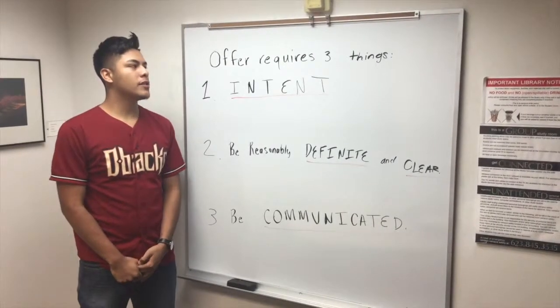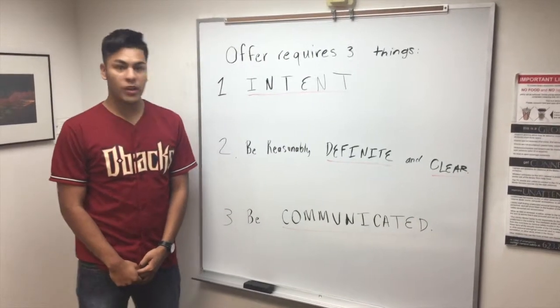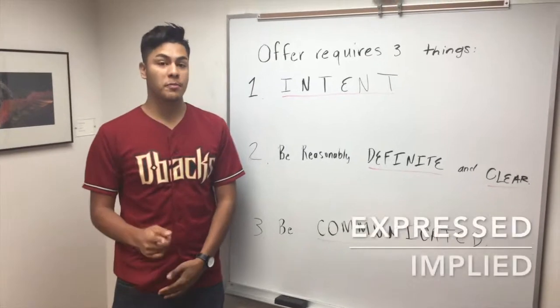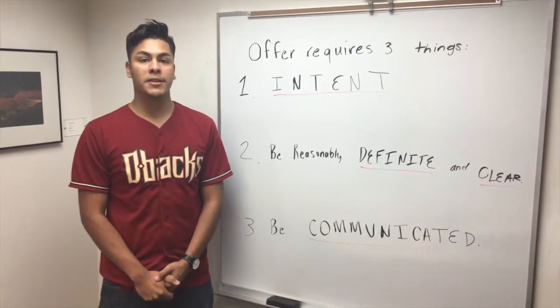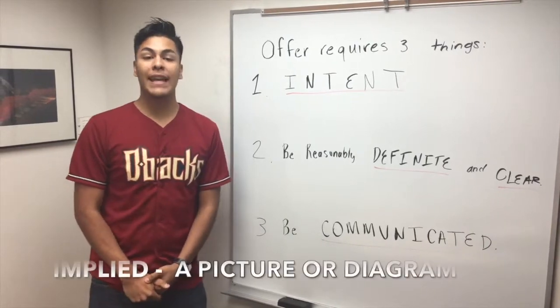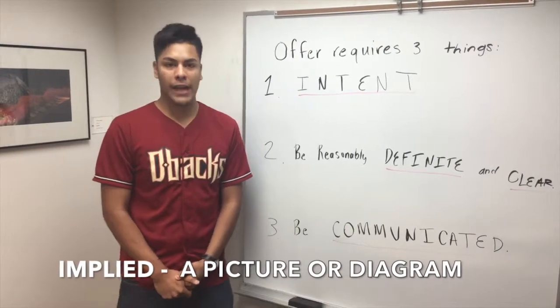Now that we know the 3 requirements for an offer, we need to understand that a contract can be written in 2 types of ways. It can be either expressed or implied. Expressed is either written or oral, and implied is taken as is, like in a picture or a diagram.